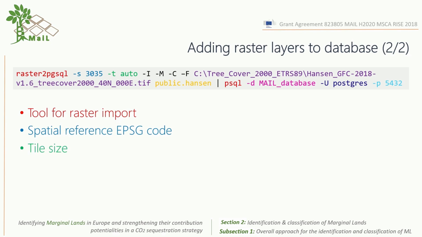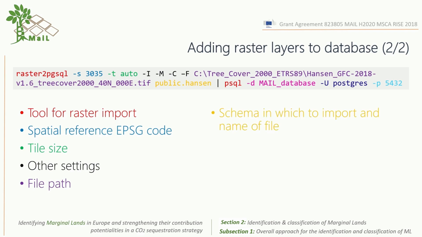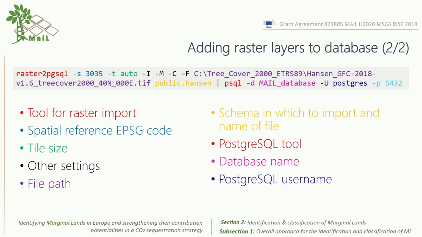-t auto is for automatically specifying the tile size in which the raster will be split. I, M, C, and F are some other settings needed, and then comes the path to the raster file we want to import, and the schema in which to import and the name of the file. Following the psql command are settings related to the PostgreSQL and the database connection.